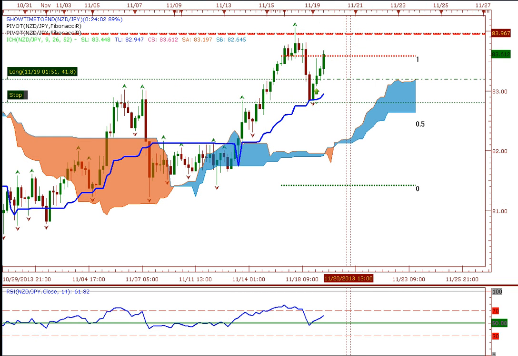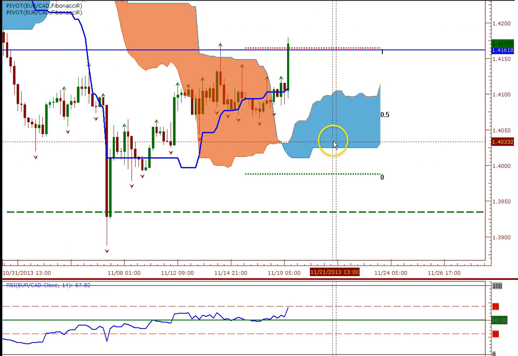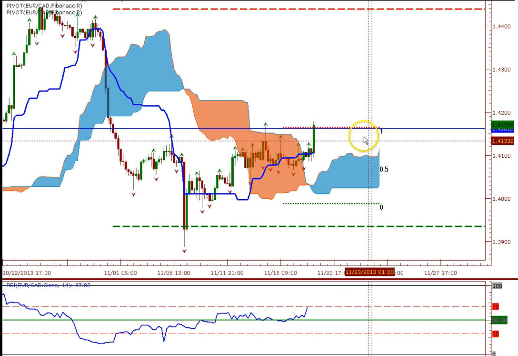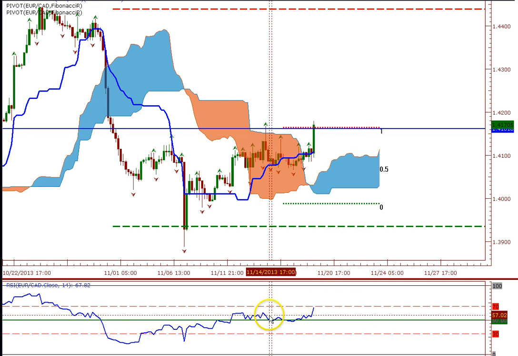All right, so that's the New Zealand dollar yen. We'll look at this EURCAD. I'm going to just go through these. Okay, so EURCAD, this is the same thing here.